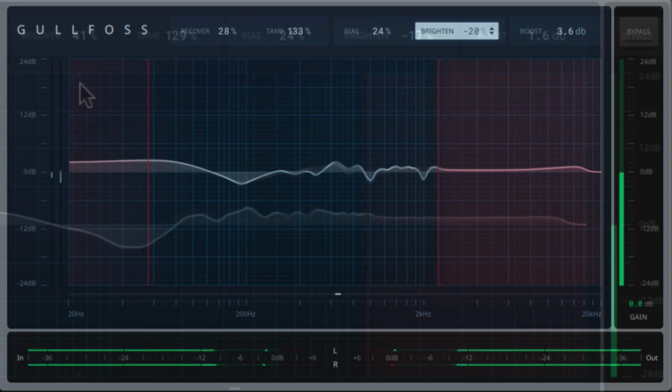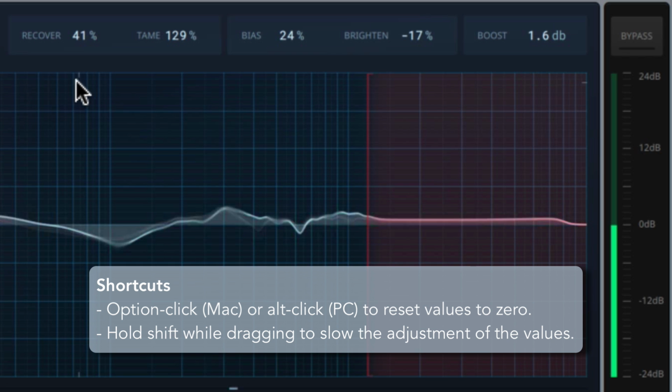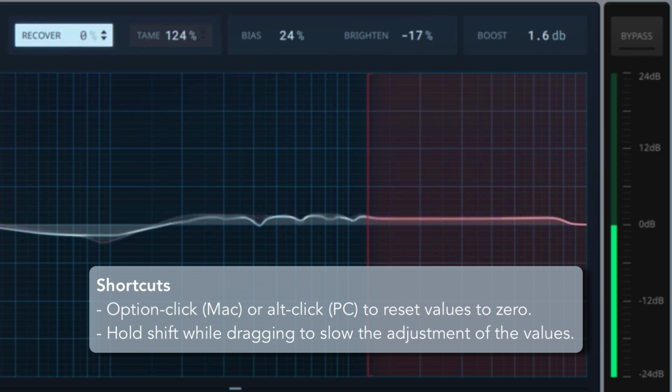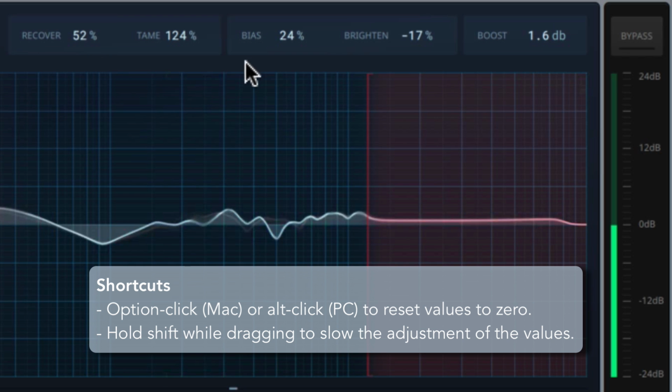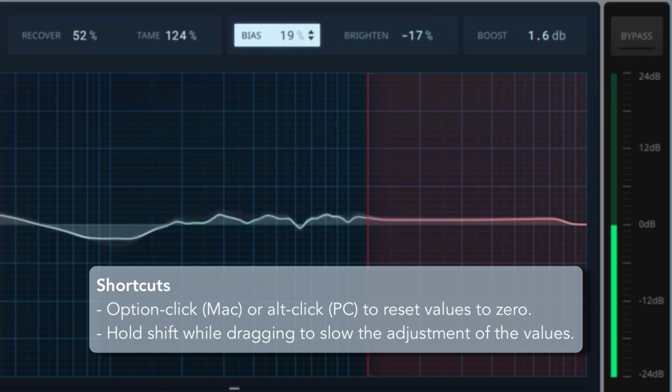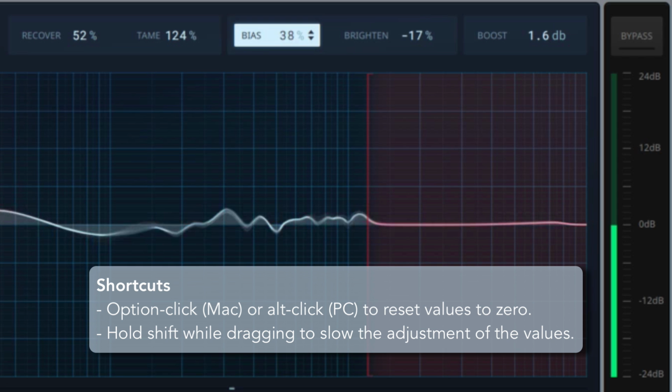One last thing I want to show you is that you can option click on a Mac or alt click on a PC to reset any of the parameters. If you hold shift while adjusting these, this will slow down the adjustment of the values, so you can better hone in on a specific value.